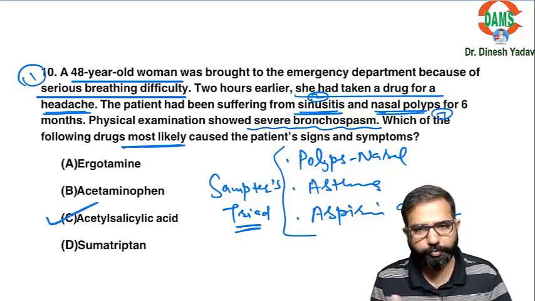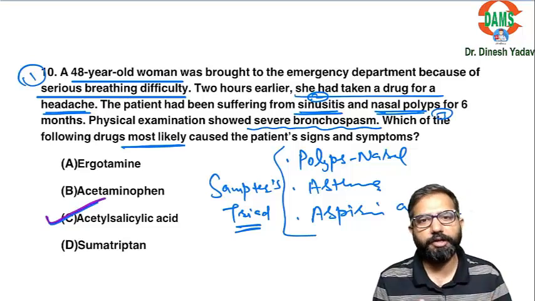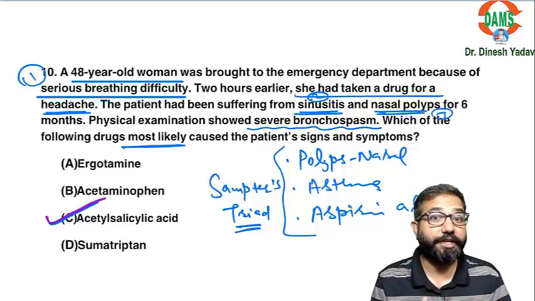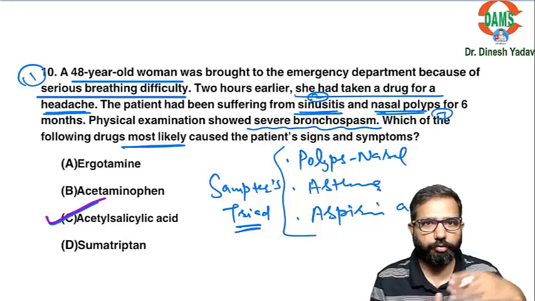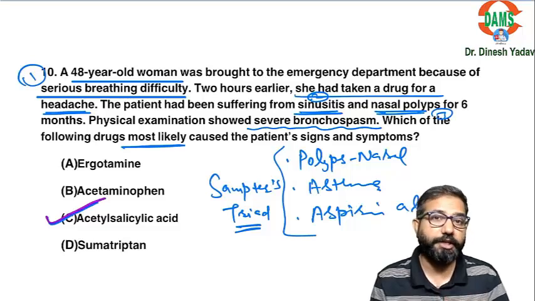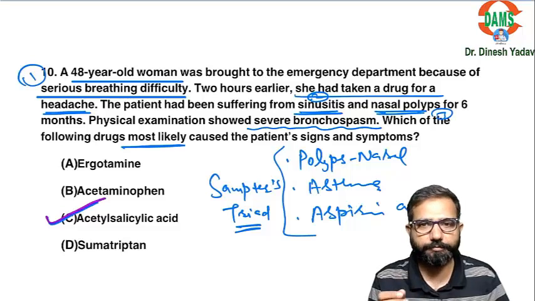So this patient most probably has taken aspirin, acetylsalicylic acid, which is worsening the asthma, and there is also a history of sinusitis and nasal polyps. These patients have intrinsic asthma. Normally allergic asthma is extrinsic asthma, but aspirin allergy is intrinsic asthma. Typical case of Samter's triad: aspirin, acetylsalicylic acid.